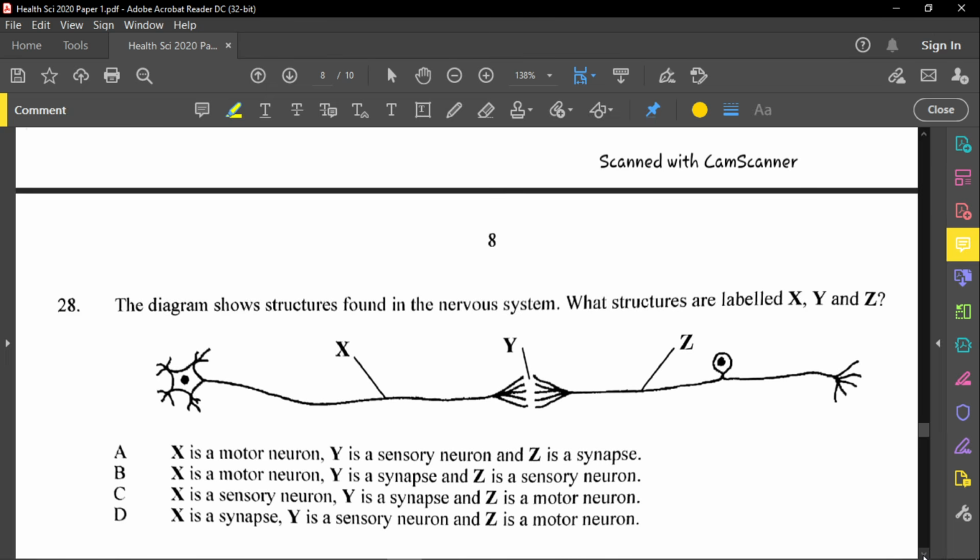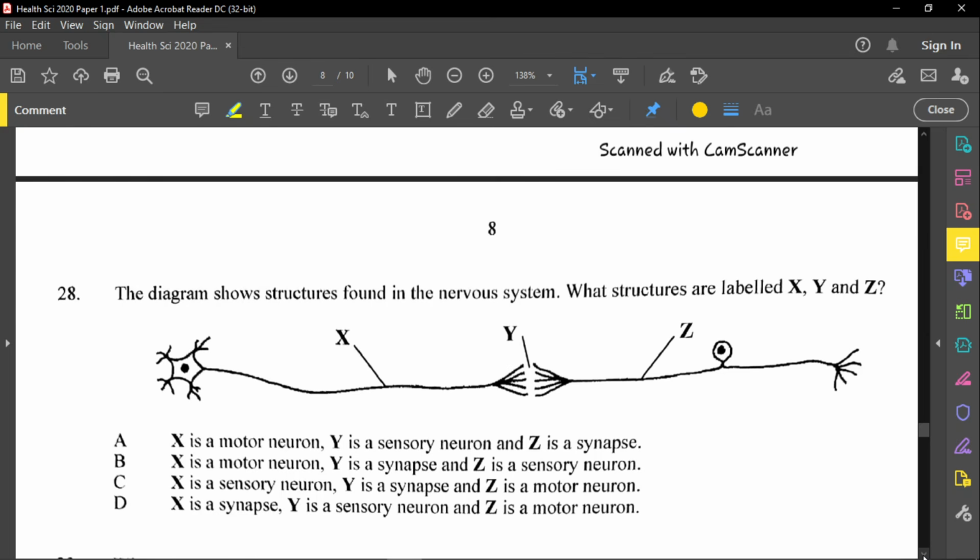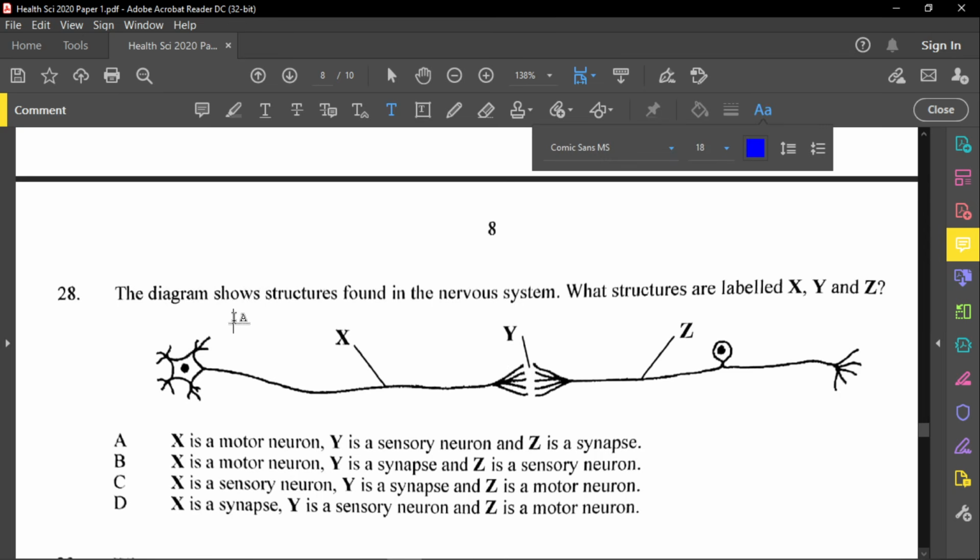In question number 28, they say the diagram shows structures found in the nervous system. What are structures labeled X, Y, and Z? Let's label this. Structure X, if you notice, has a cell body at the end, and so this will be a motor neuron, because in a motor neuron the cell body is at the end. Just make a note of that.